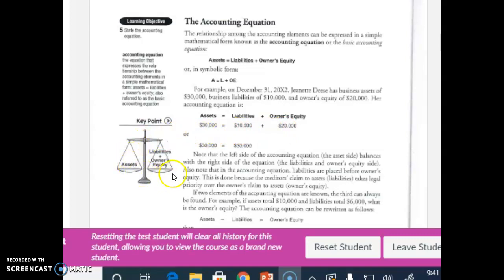Now here's the key point here. You see the little balance scale here. It always has to be in balance. Assets are on one side, and then here's your equal sign, and then liabilities plus owner's equity. So you need to know that for the last assignment that we've done.